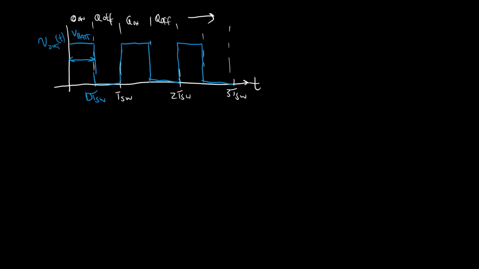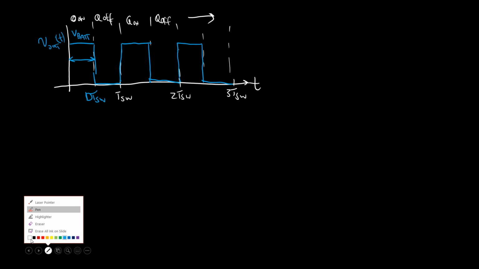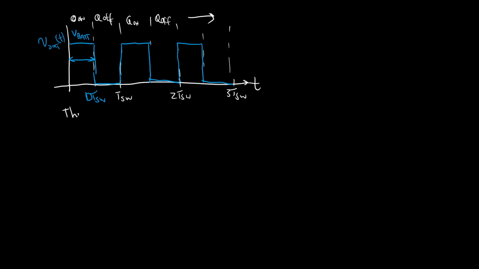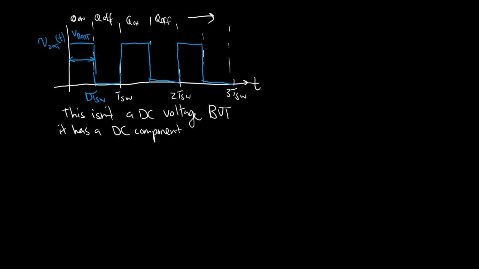So this doesn't look exactly like what we wanted, right? What we did with the voltage divider was produce a DC voltage. This is not a DC voltage. However, it does have an average. So this isn't a DC voltage, but it has a DC component. And we'll find this DC component by averaging it.